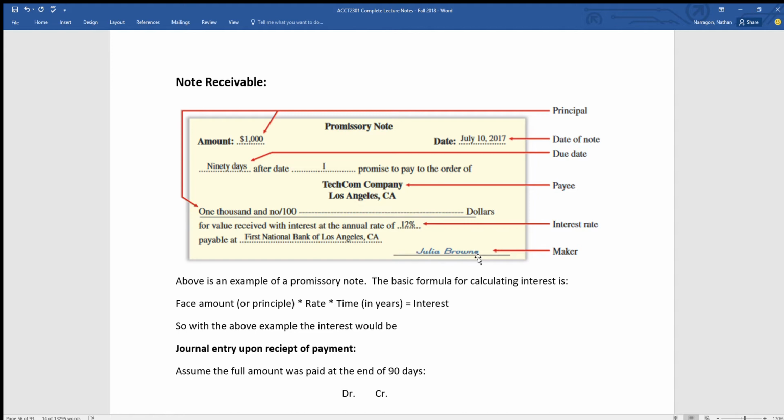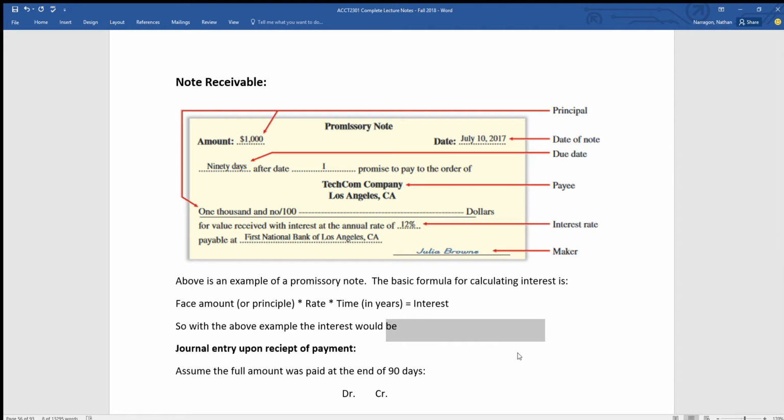Okay, so with notes, you're going to have interest. This is going to be fun. Interest, yay! We get to calculate a little bit of interest. This is almost getting into finance in a lot of ways with time value of money, but we're not going to really get into time value of money. We're just going to do it on the simple amount. So the basic formula to calculate interest is the face amount, principal, times the rate, times time in years, equals interest.